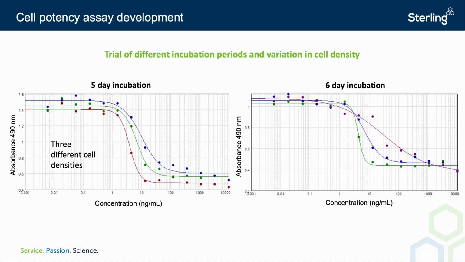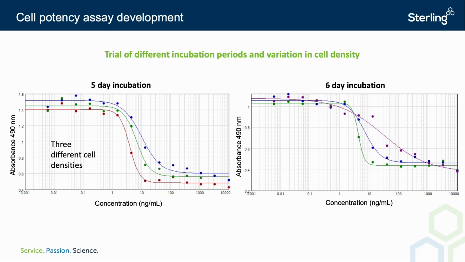Here, we're looking at the effects of varying incubation period and cell density. The potency curves on the left show the same drug concentration series applied to varying cell densities for a 5-day incubation period. The potency curves on the right show the same drug concentration series applied to varying cell densities for a 6-day incubation period. You can see straight away that the quality of the potency curves after 6 days is much reduced compared to the 5-day incubation period. One reason for this could be that after 6 days, so many cells have died that it becomes difficult to distinguish between live and dead cells in the assay. For this assay, a 5-day incubation period was found to be optimal for generating good quality potency curves.